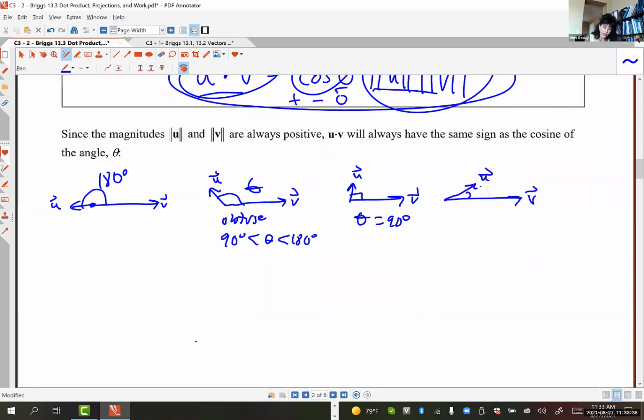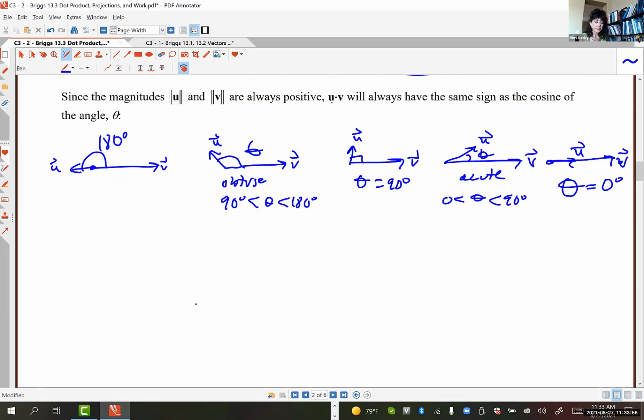What if your theta is acute? So in other words, it's greater than 0, but less than 90 degrees. And then finally, what if your vectors have an angle of 0 degrees between them because they're pointing in exactly the same direction? Cool. So quickly, just tell me what is going to happen with U dot V. Will it be positive, negative, or 0 for these 5 options?